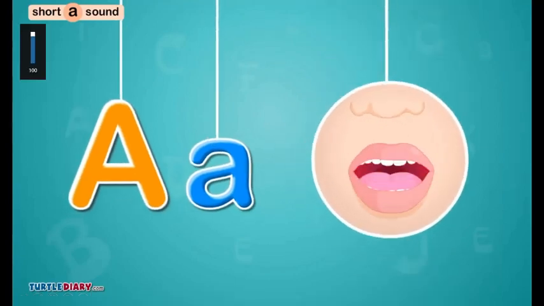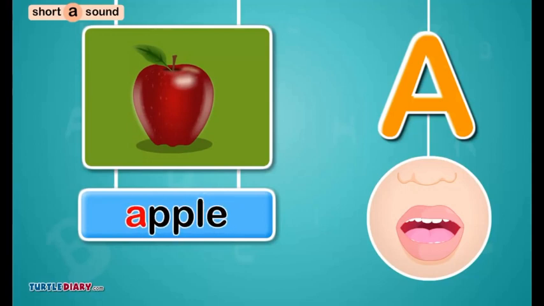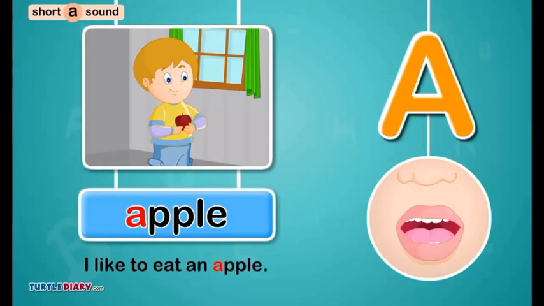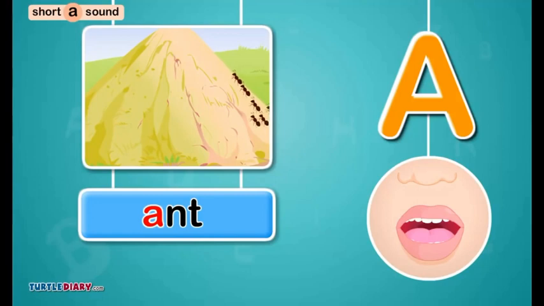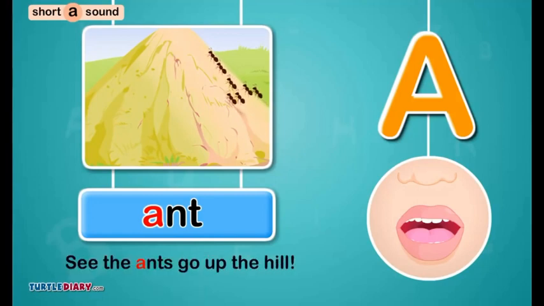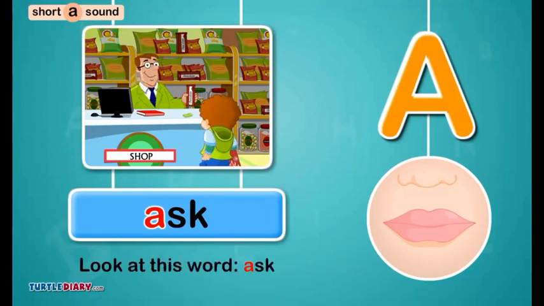The short A sound. A sounds A, as in apple. I like to eat an apple. A in ant sounds A. See the ants go up the hill. Look at this word, ask. The letter A in ask makes the short A sound.